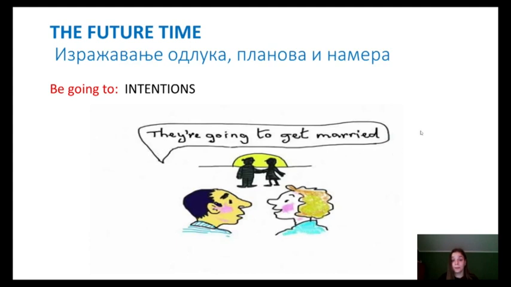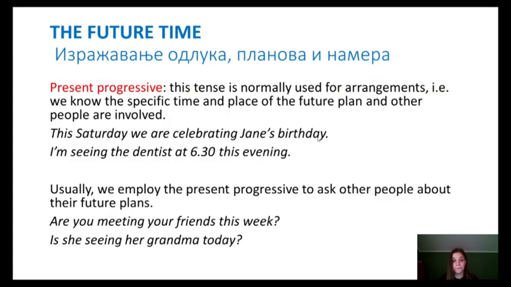They are going to get married. So they have an intention of getting married in the near future. Next up, we have the present progressive. This tense is normally used for arrangements. In other words, we know the specific time and place of the future plan and the people that are involved in this event.